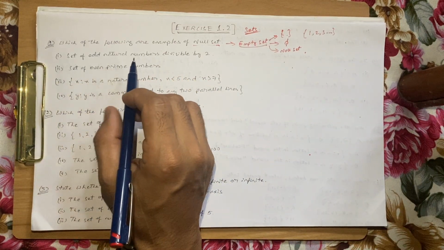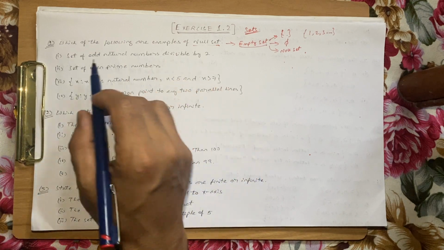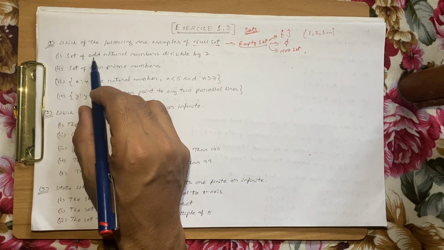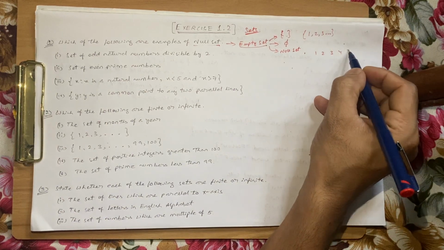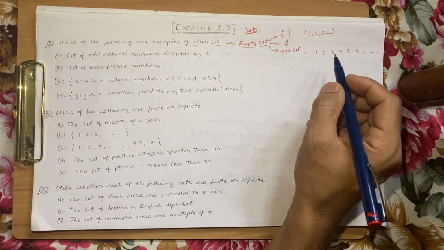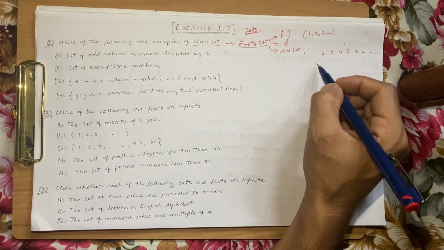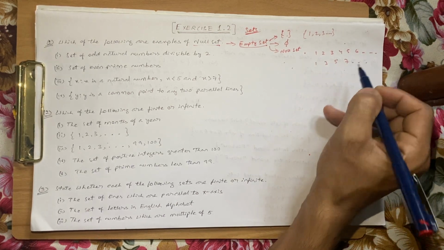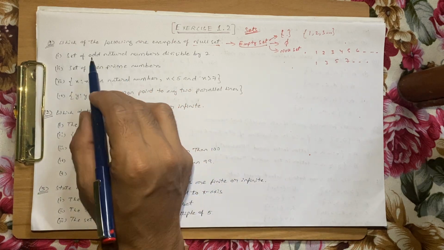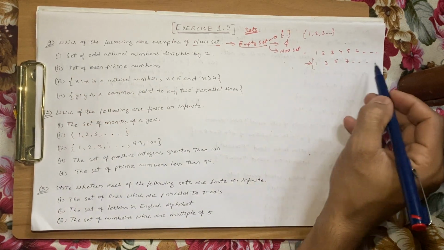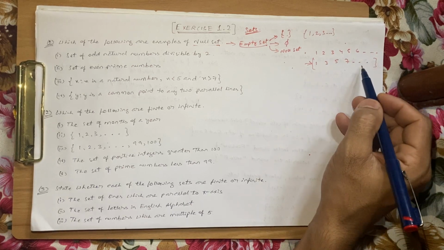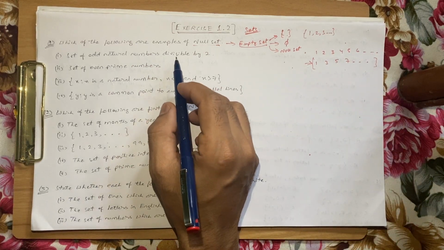Set of odd natural numbers divisible by 2. It talks about a set of what? Odd natural numbers. So natural numbers are what? 1, 2, 3, 4, 5, 6 and so on. And out of this, the odd numbers are what? 1, 3, 5, 7 like that. Right? Now, a set of odd natural numbers. Okay, this is a set of odd as well as natural numbers divisible by 2.